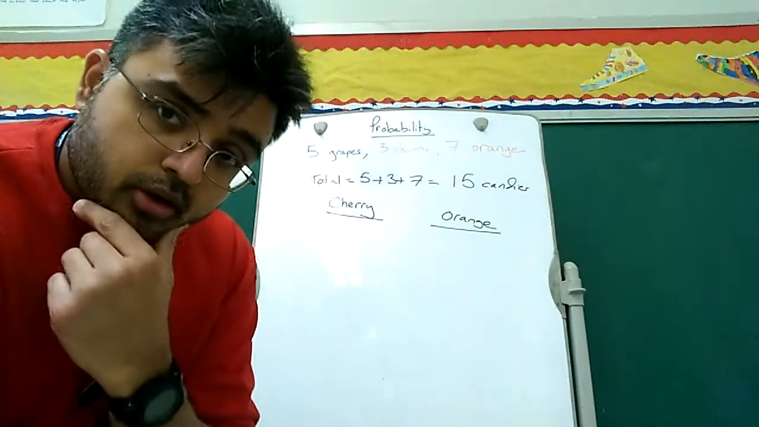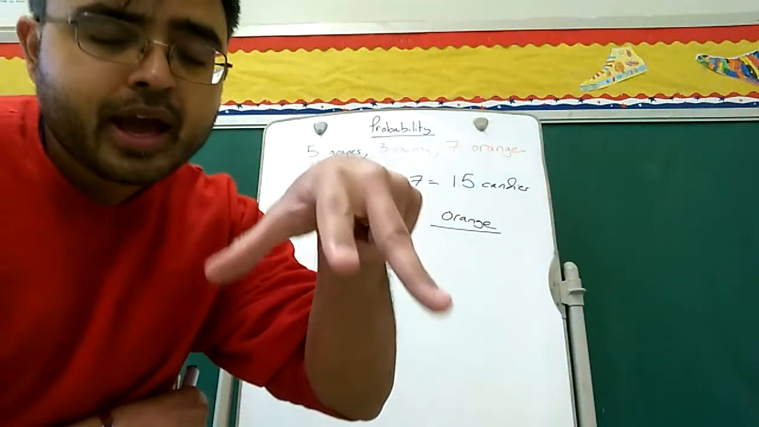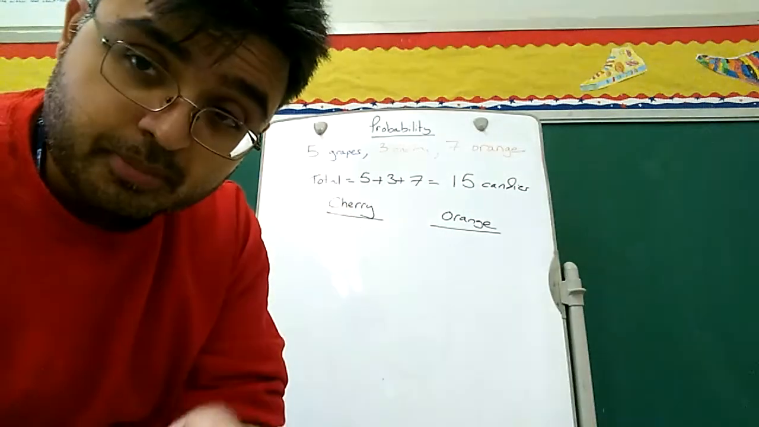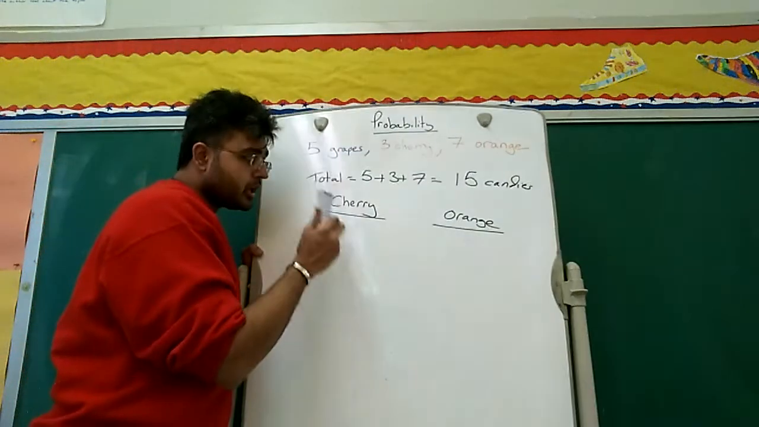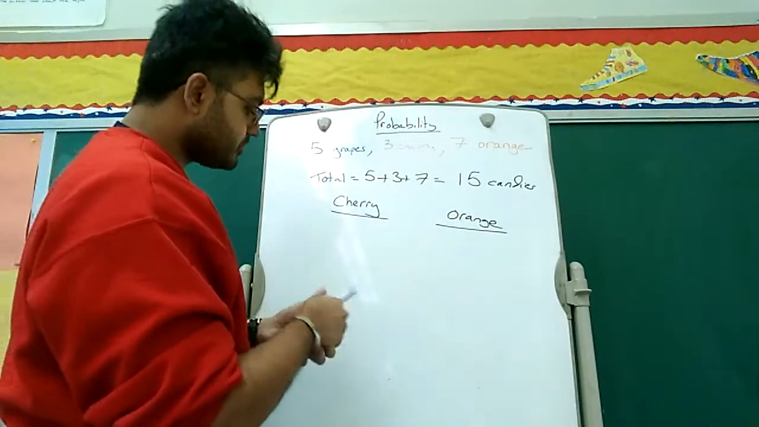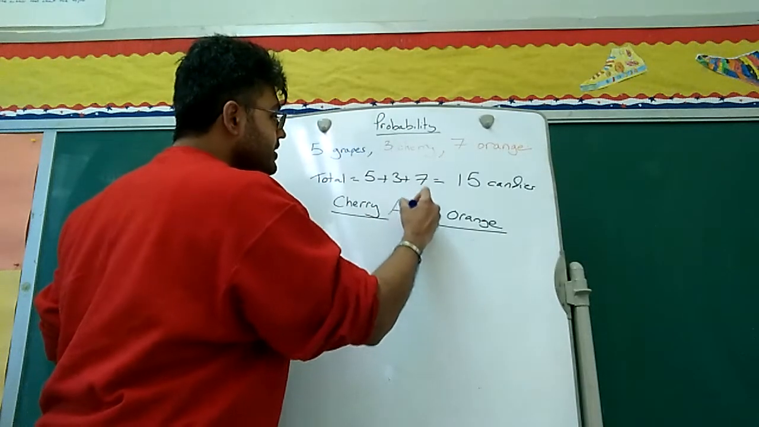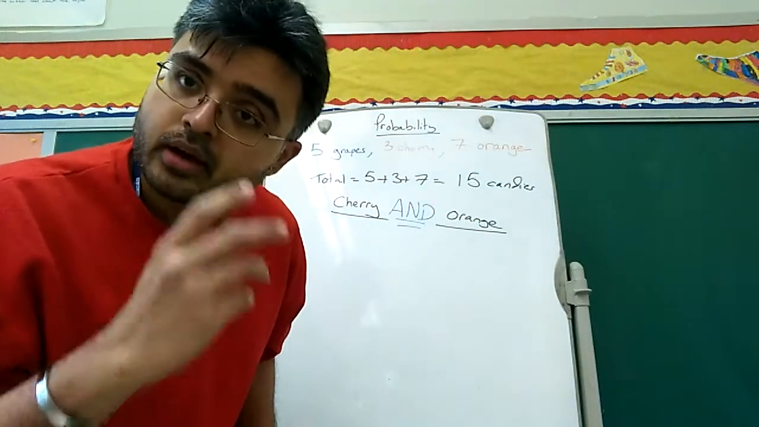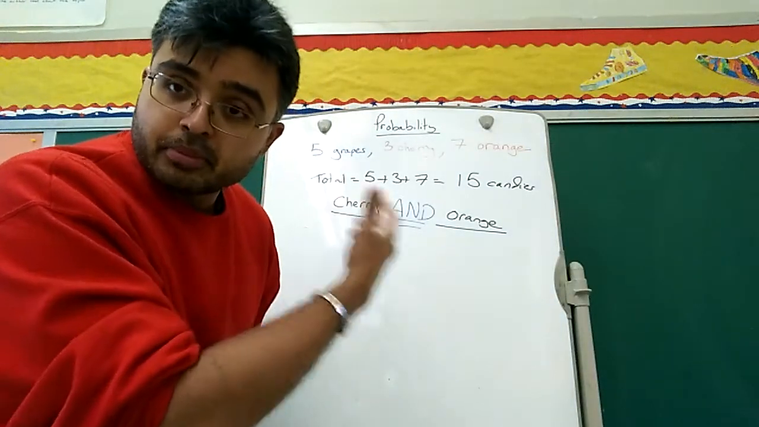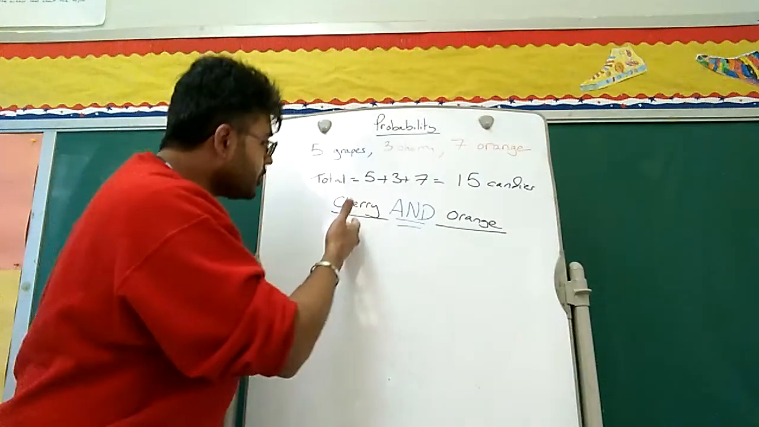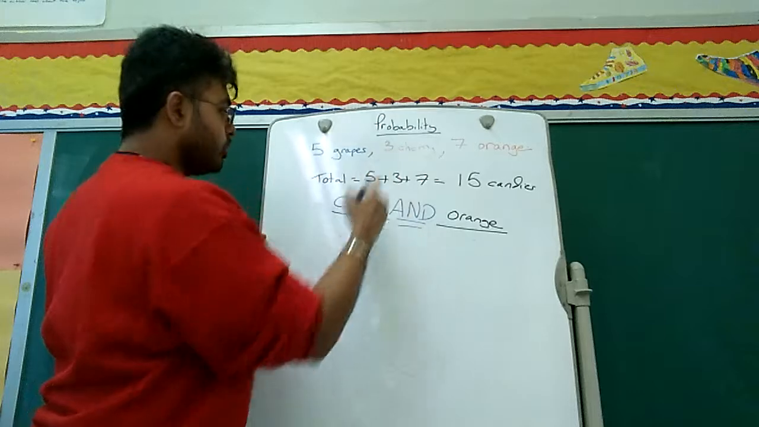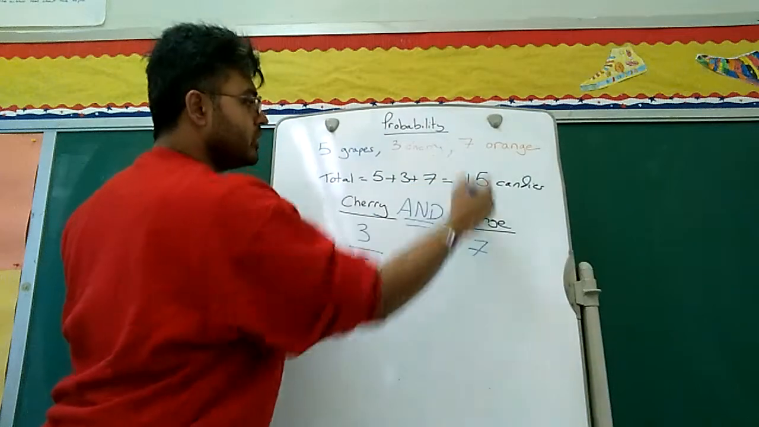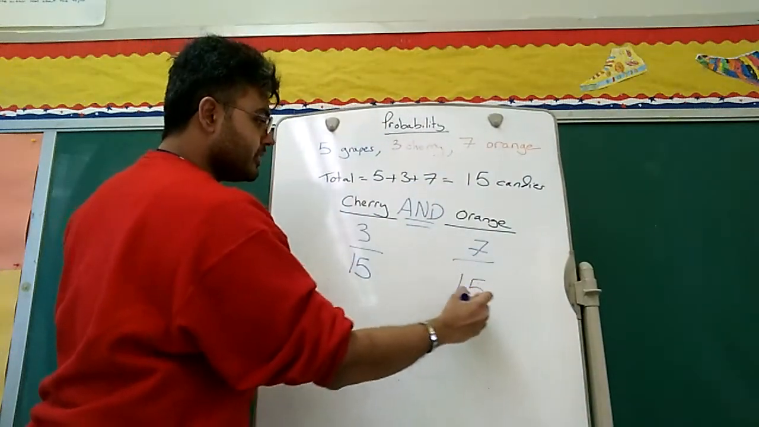Now, if I put my hand in the box and picked out 2 candies at the same time, what is the probability that I will pick a cherry flavored candy and an orange flavored candy at the same time? Again, step 1, find the probability for each flavor. We know cherry is 3 over 15. We know orange is 7 over 15.